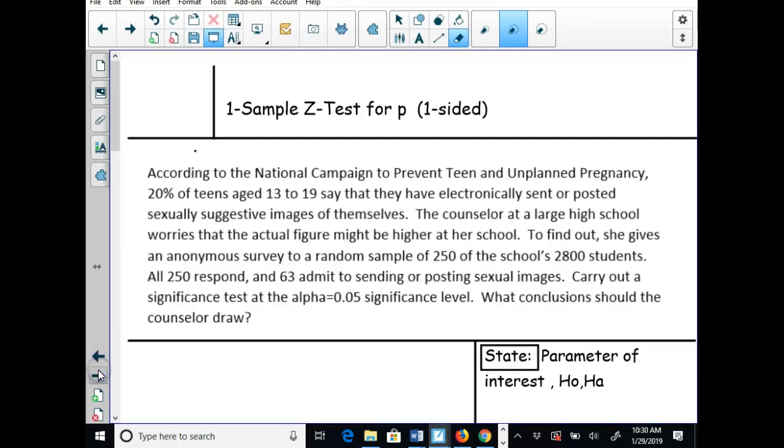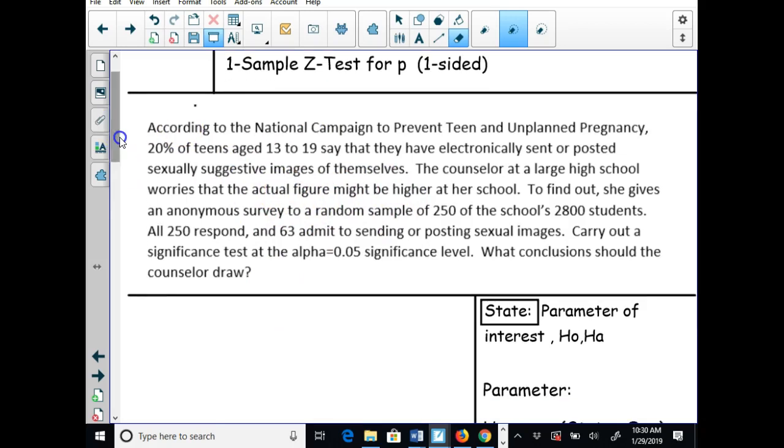The first problem we're going to go through is a one sample z-test for P. This is a one-sided test. I'll talk about the difference between a one-sided test and a two-sided test as we go. I will give you these problems as a handout that you can glue in, so if you want to leave some space to glue that in, you can. If you want to pause it and just write it all down, you can do that as well. All right, let's get going.